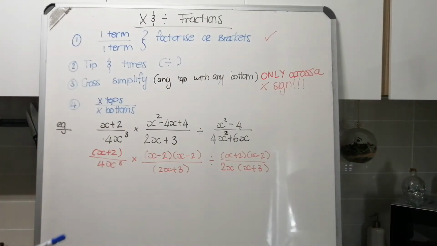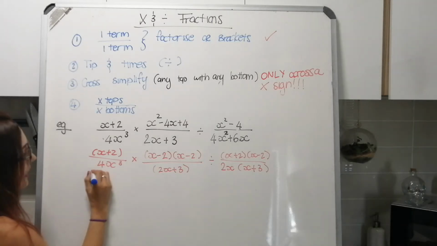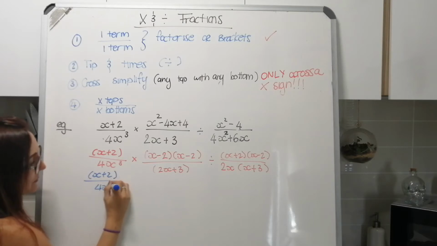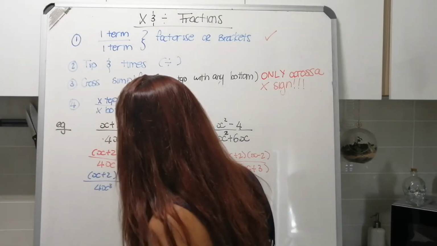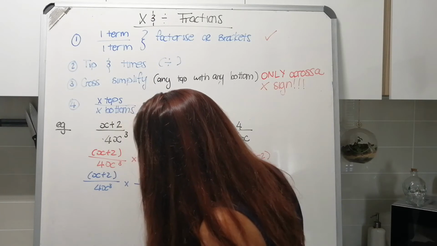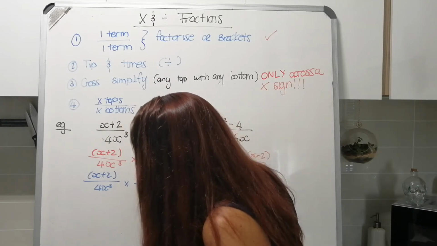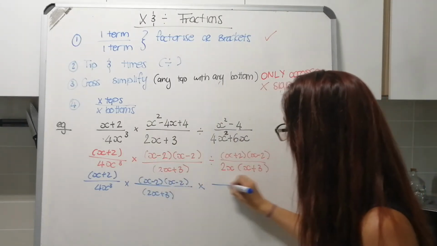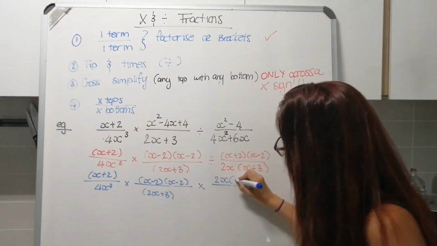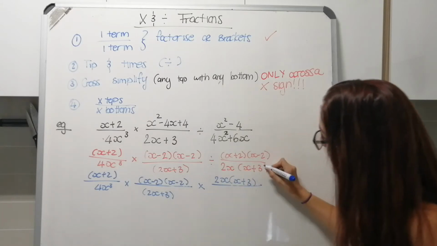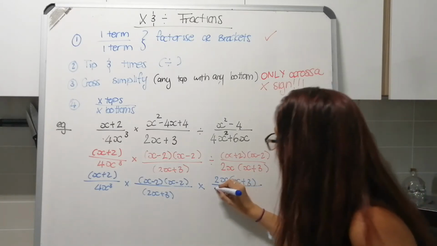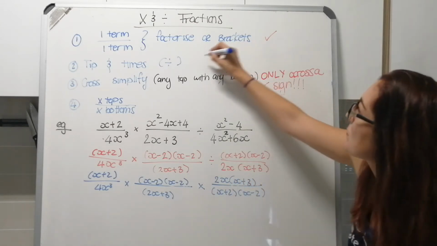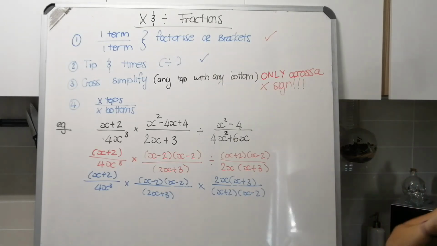Okay, sorry, my red is running out here. Okay, so everything else stays the same. x plus 2 over 4x cubed times x minus 2, x minus 2 over 2x plus 3. And now we tip and times this last one, times 2x, x plus 3. We're flipping it over, so the bottom is now on the top, and the top is now going to be on the bottom, x plus 2, x minus 2.